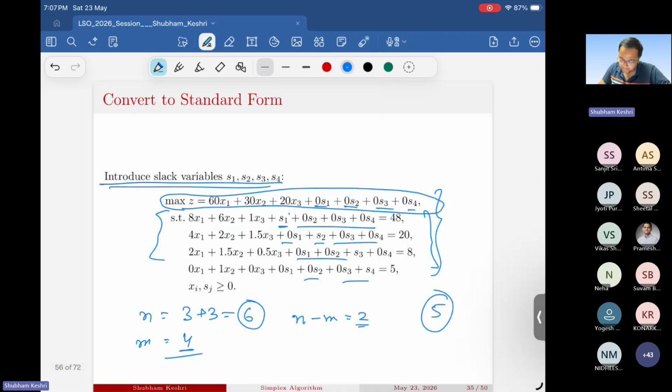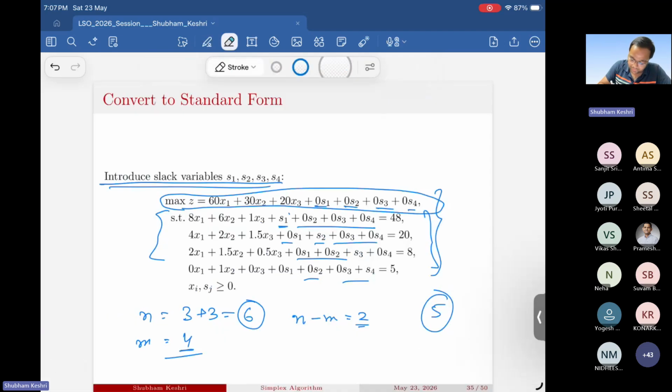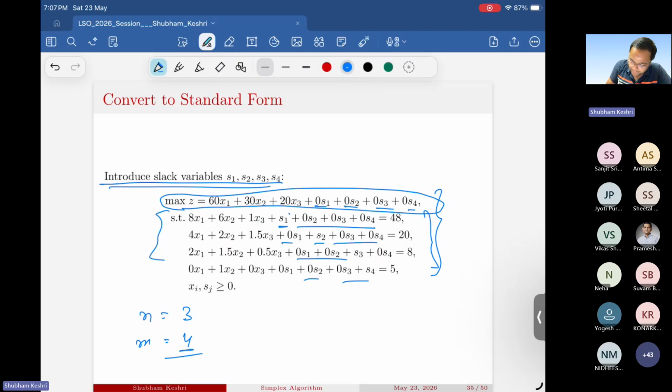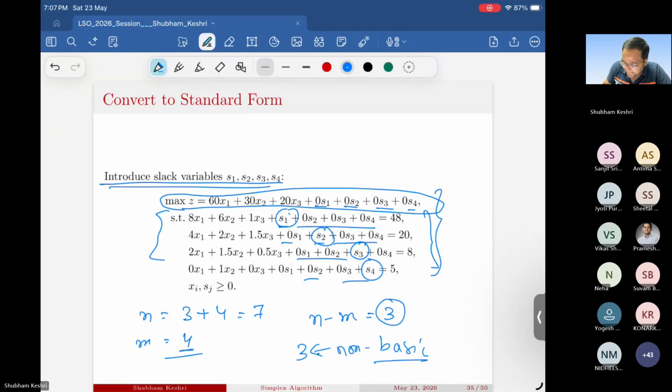One, two, three. Okay, we have four. This is not 3. We have 4 slack variables. So we have S1, S2, S3, and S4. So it will be 3 plus 4, which is 7. And n minus m becomes 3. So we have to put 3 variables as 0. So these 3 variables will be non-basic. And the remaining 4 variables will be basic. Okay, so 3 variables are non-basic and 4 variables are basic.